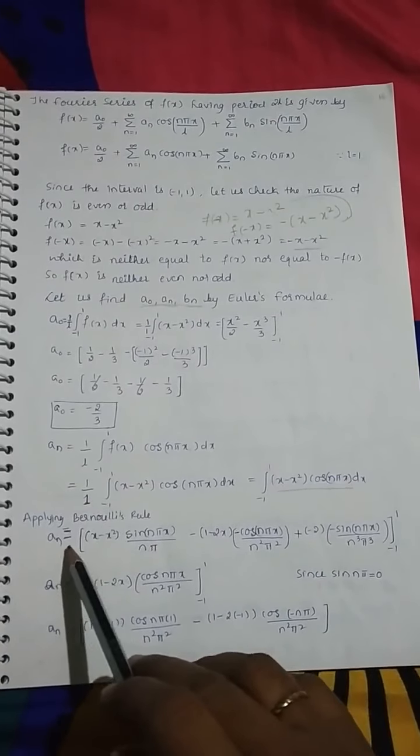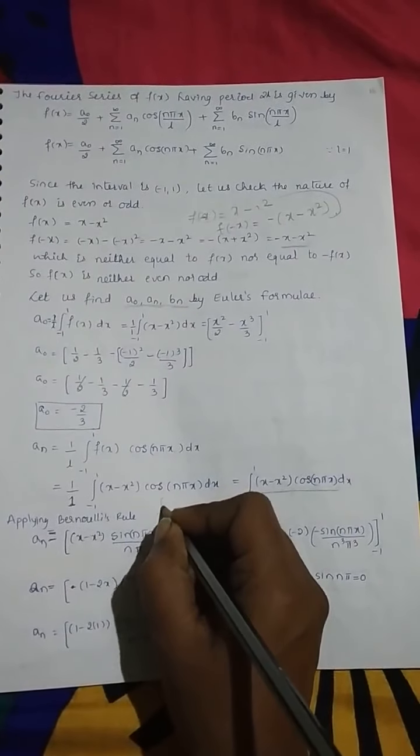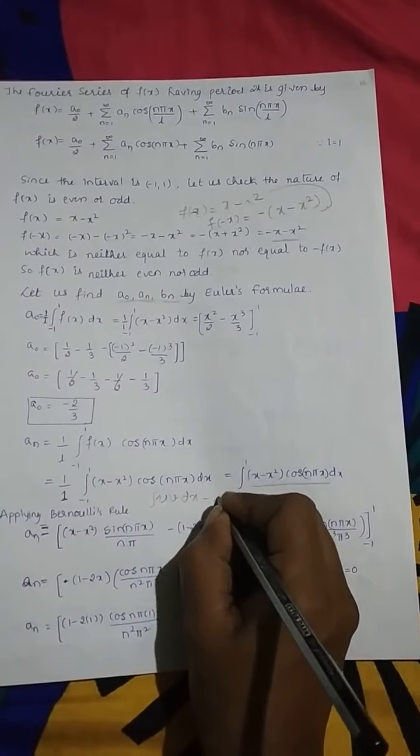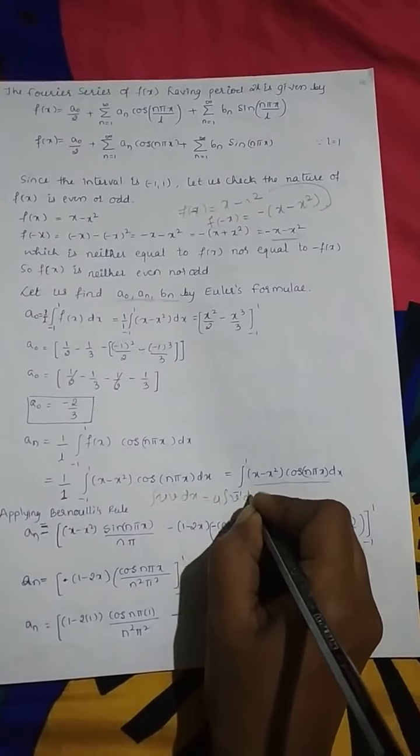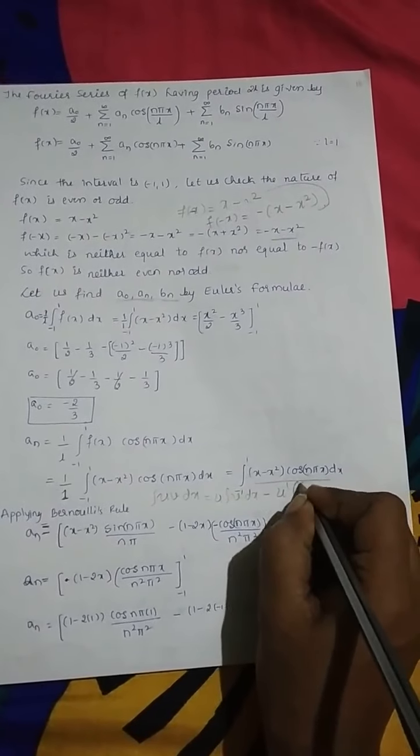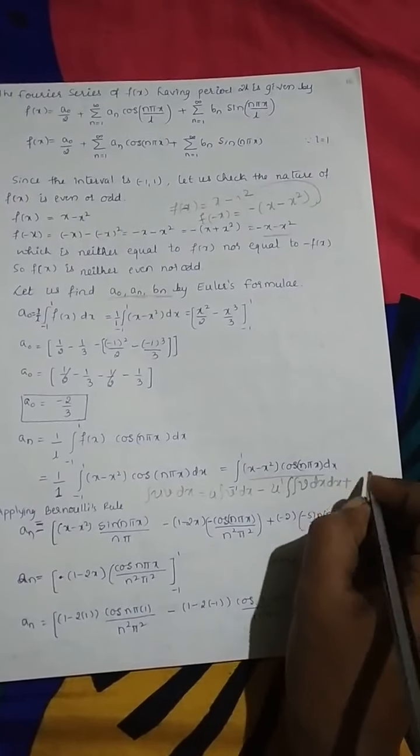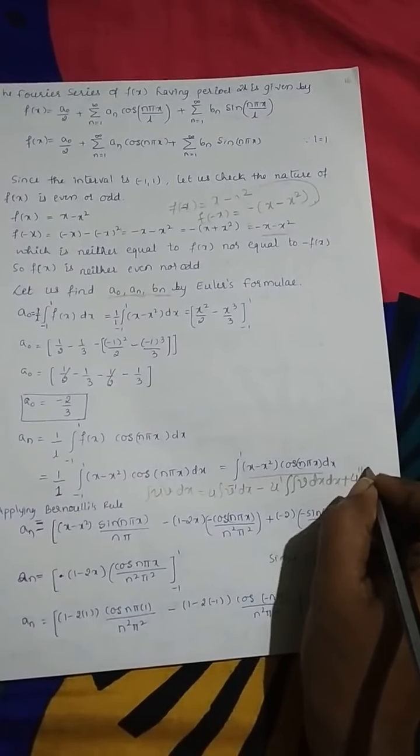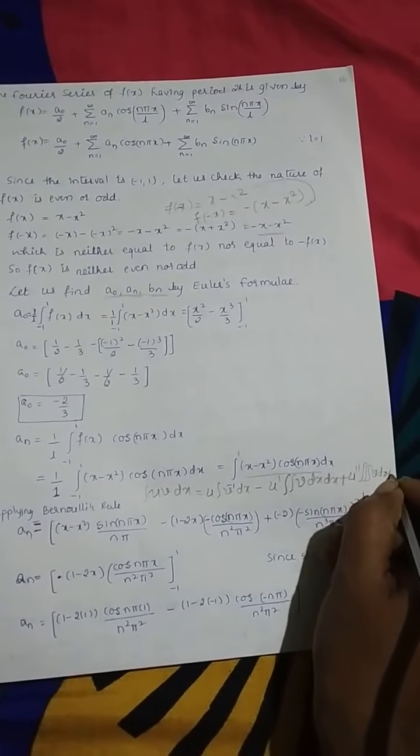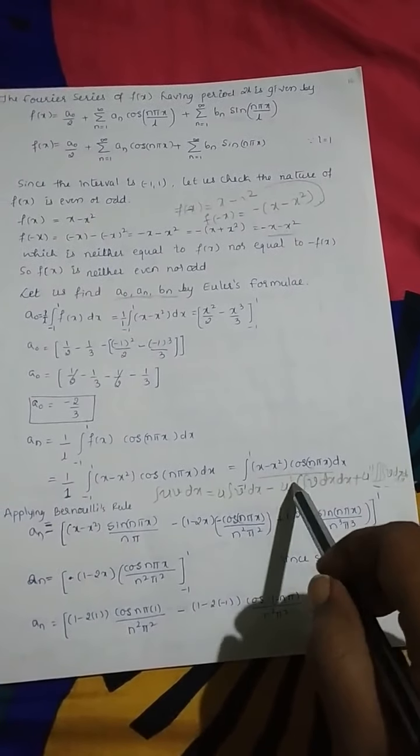An is equal to 1 into bracket. We know that. What is the Bernoulli's rule? That is integration of u into v dx is equal to u into integration of v dx minus u dash, that is derivative of u, into double integration of v with respect to x, plus u double dash into triple integration of v with respect to x, and so on, right? This is the Bernoulli's rule for integration.